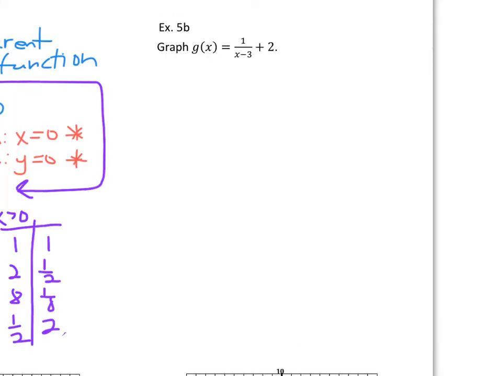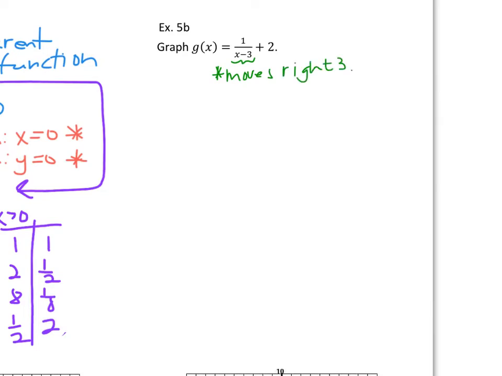Let's take a look at example 5b. In example 5b, we have g of x is equal to 1 over x minus 3, plus 2. Thinking about our transformation rules from semester 1, notice in our denominator we have x minus 3. We would describe that in words by saying that it moves 3 units to the right. So we would say moves right 3.